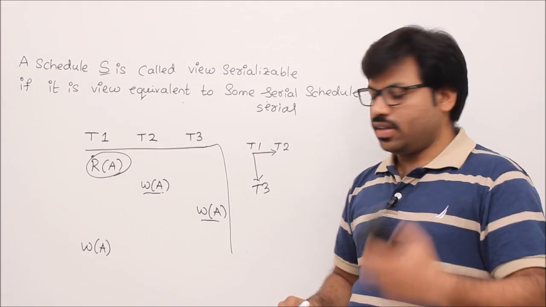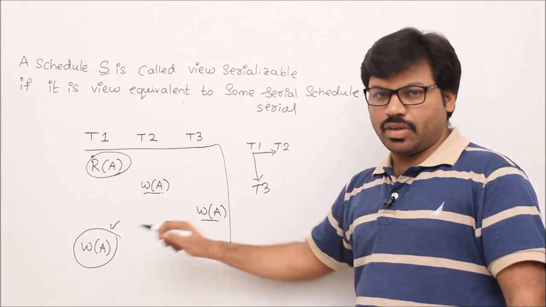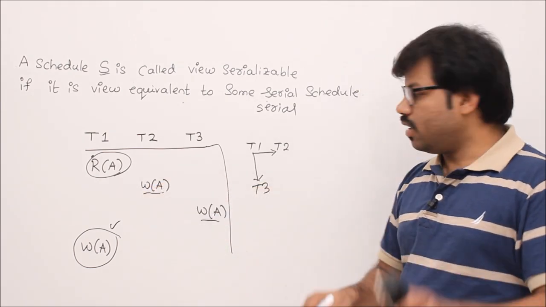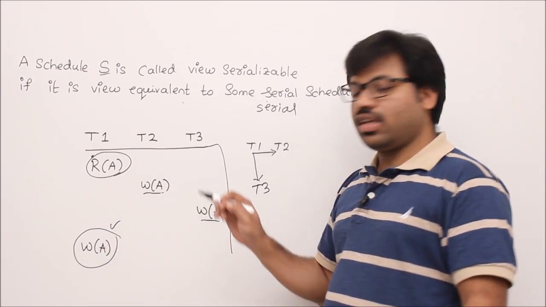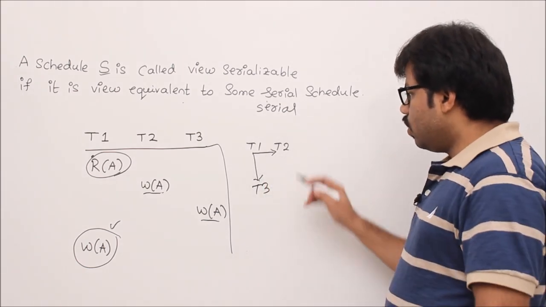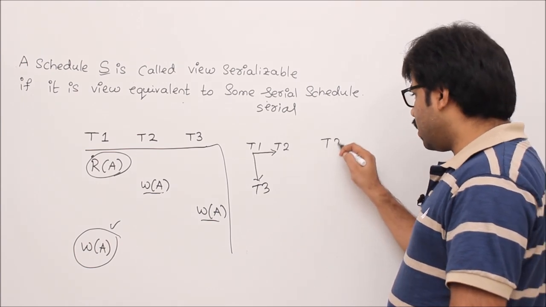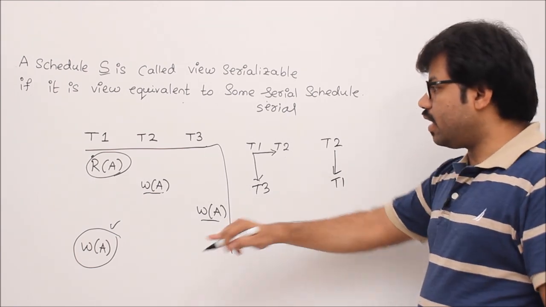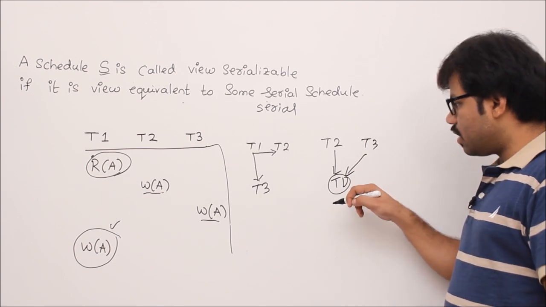Now last write. What is the last write? T1 is writing last, especially database item A. But who are all the other writers? T2, T3. Then if T1 has to write last, then T2 and T3 should be before T1. Let me put it in this graph. So T1 should be last. Then I can say like this. The order between T2 and T1 should be like this. The order between T3 and T1 also like this, then only T1 will be the last writer, correct?